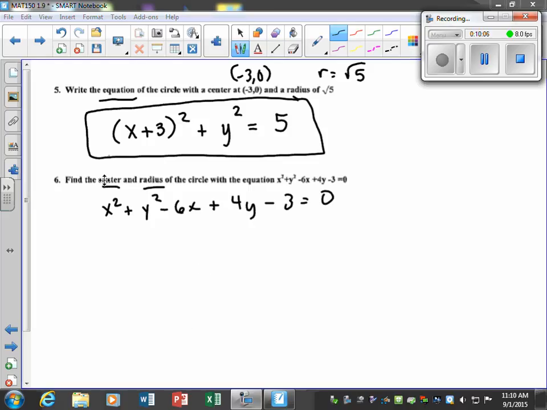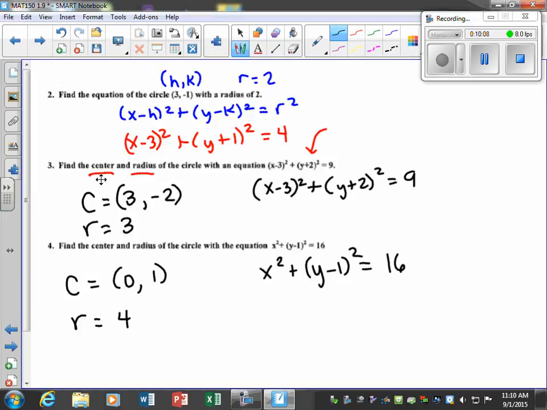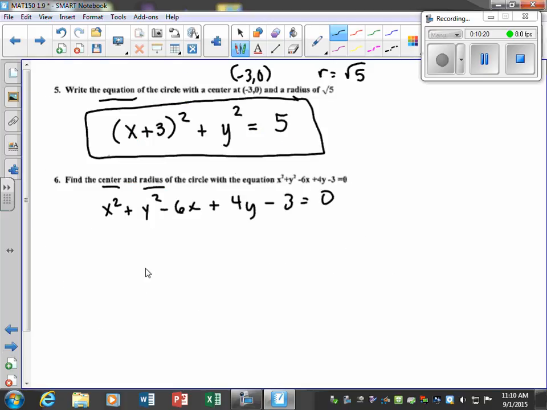A minute ago when I asked you to find the center and the radius, you were like, oh wow, that's so easy. I just come and I say, oh, look at this, center is 3, negative 2, radius is 3. You did the same thing on number 4, you just spit that out to me, and that was comfortable. Now I come here and you see something like this, and can you spit center and radius out for me? No, it's because it's in a different format.